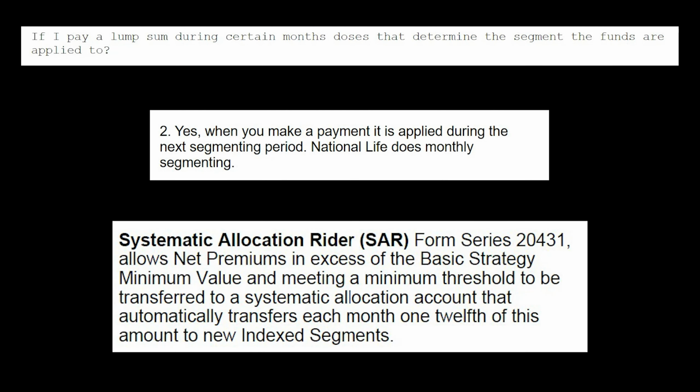National Life does monthly segmenting. Now, the default for allocation of excess contributions is for all of them to be credited at the very next segmenting period. However, recall that you have the systematic allocation rider, so you can opt to have all of that excess broken up over 12 periods and allocated accordingly. Very similar to a dollar cost averaging approach, but not really.